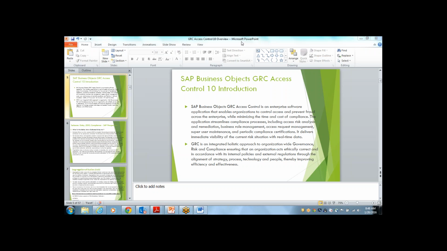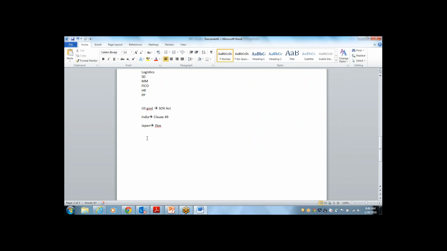Okay, good. If there are no questions, so now the next point is, I told you we had some third-party tools like Virsa and CSC, Oversight, and Approva, etc. That is from the beginning.